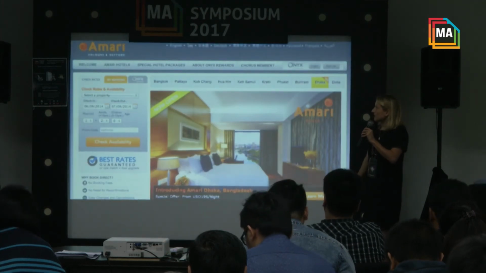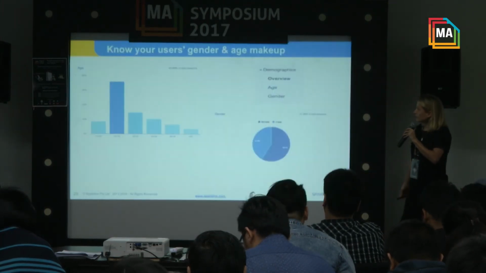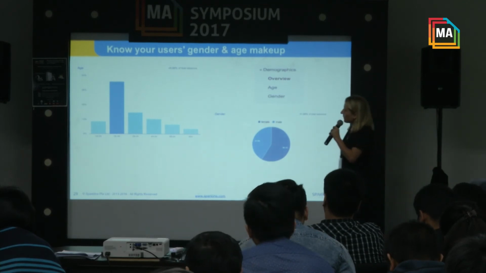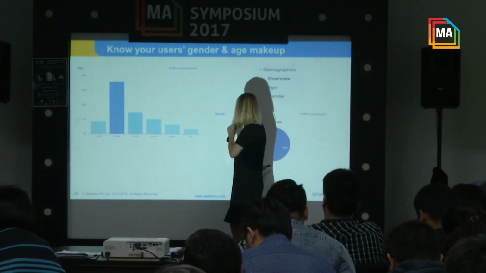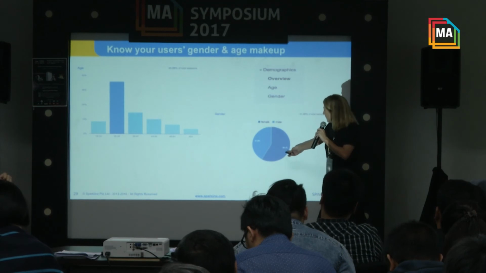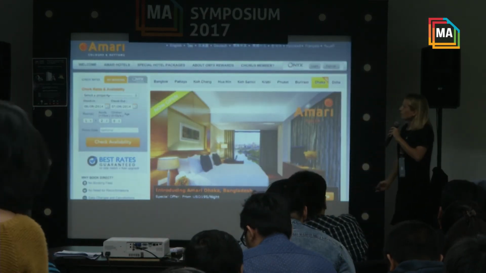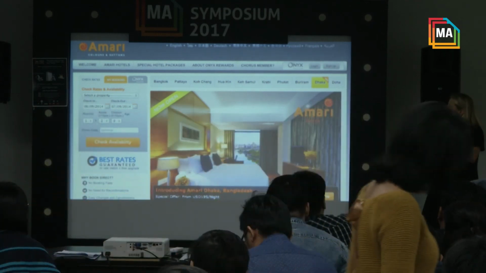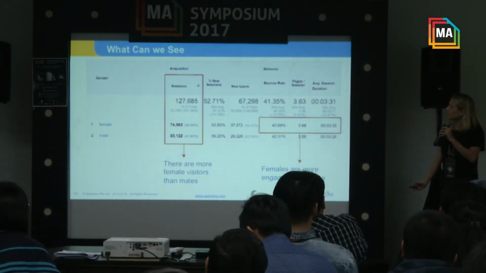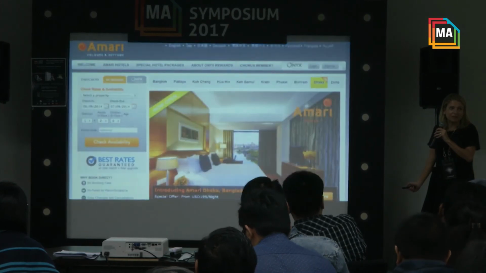So what can I do with this? And this is a real life example. So if I go back to here, Amari Hotels has a predominant audience of female, 25 to 34. What might I do with that information before I get to this?